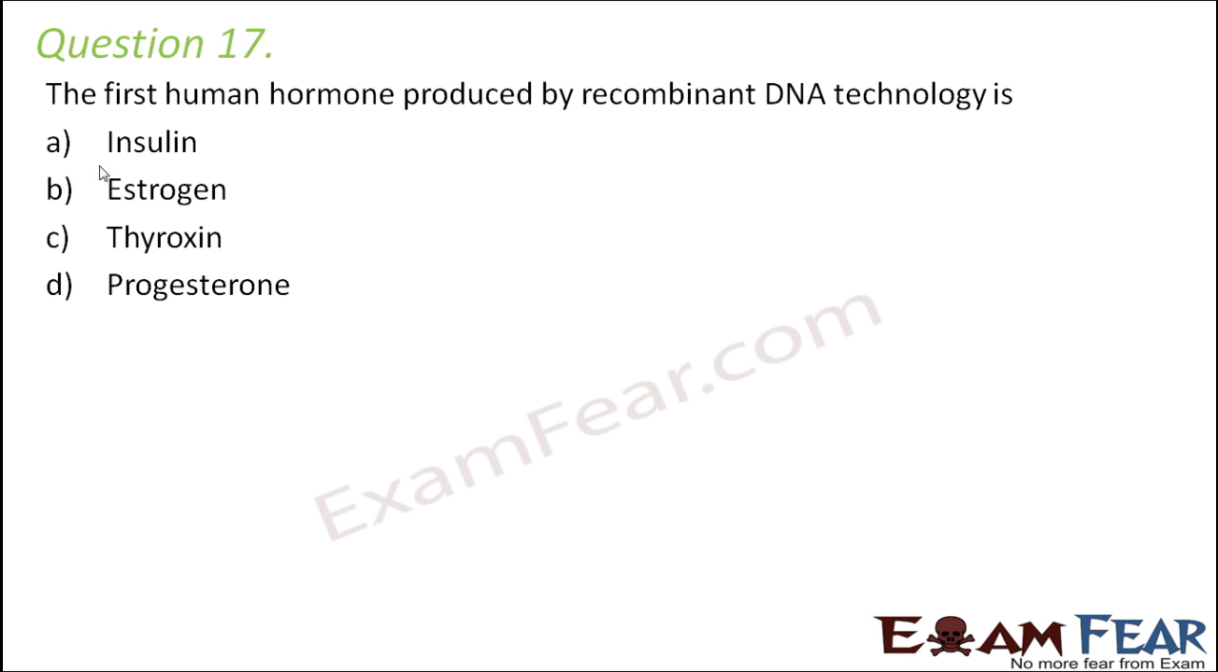Question number 17. The first human hormone produced by recombinant DNA technology is insulin, estrogen, thyroxine or progesterone. So obviously it is insulin. In fact, we have learned in detail about the genetically engineered insulin, and this hormone controls the blood sugar level.